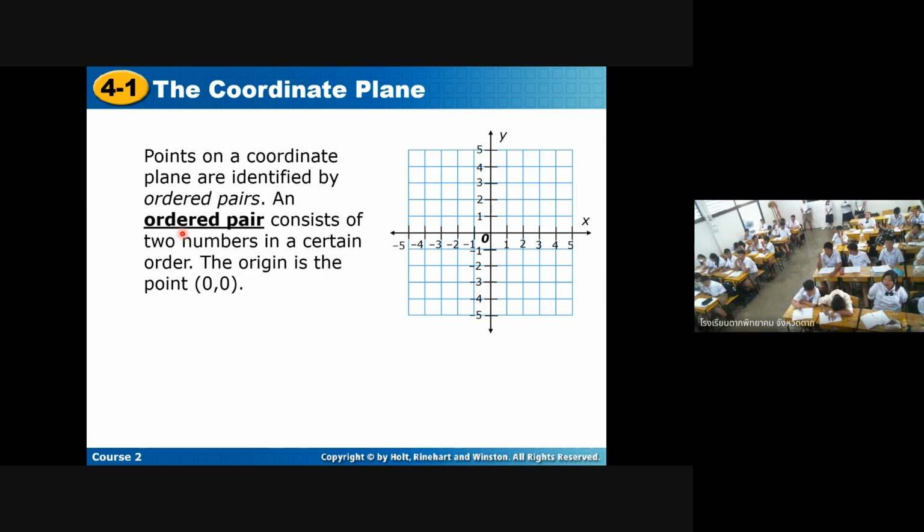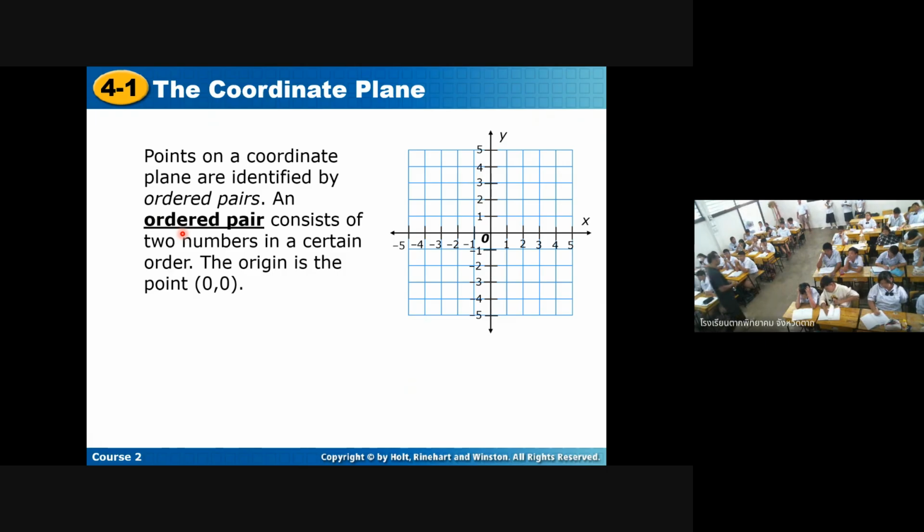Okay, everyone. If we're talking about an ordered pair, there's another word for it, which is the point or the coordinate. These three are the same. We're talking about the x comma y value, where x is the location in the x-axis, and y is the location in the y-axis.